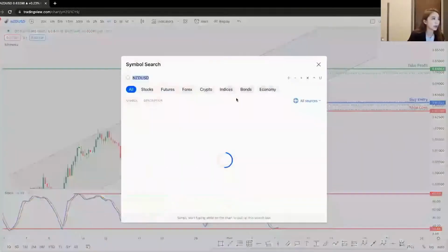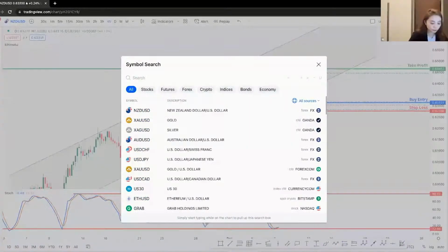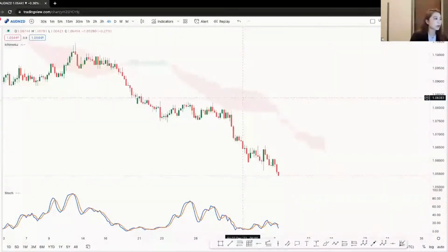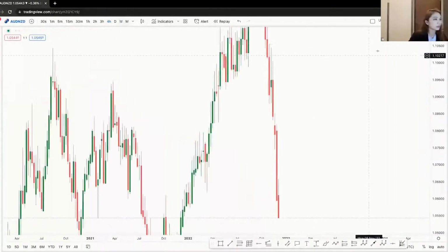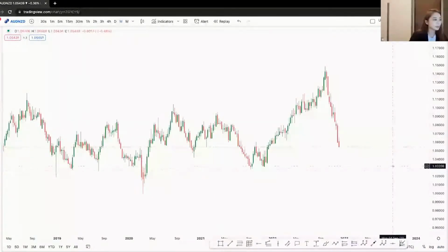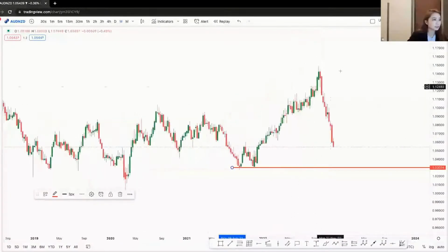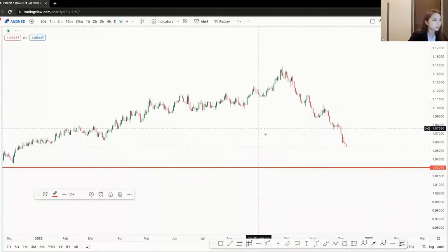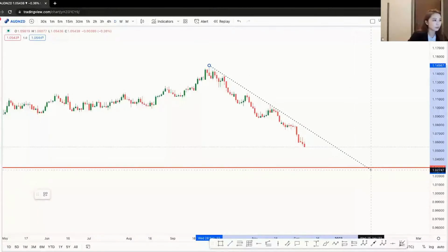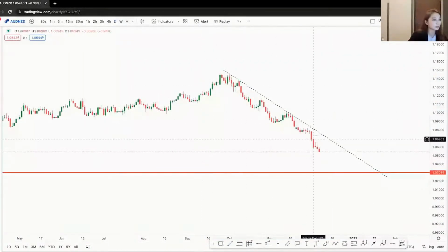Okay, let's move on to the next pair. Let's do unusual pairs like Aussie Kiwi. Let's do it on the weekly basis with an upcoming support here. Strong decline from the resistance here. Okay, let's look at daily. We can see a very, very strong down.